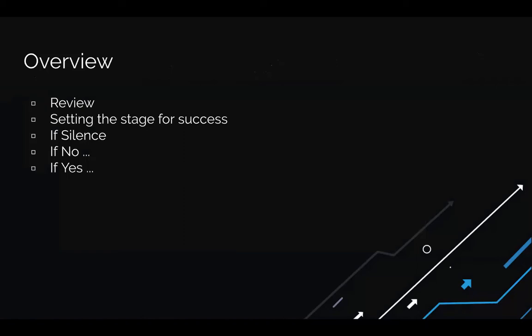Here's the overview of what we'll be going through today. One is that we're going to quickly review that proposal piece. If you didn't see it last week, I think it's really important that you do see it. The proposal template that we put together and released to everybody. I'll go over that very quickly, but then we're going to talk about setting the stage for success and then the three possibilities for the outcome of the proposal. Either we get silence, we get a no, or we get a yes. We're going to talk about how we handle each of those.